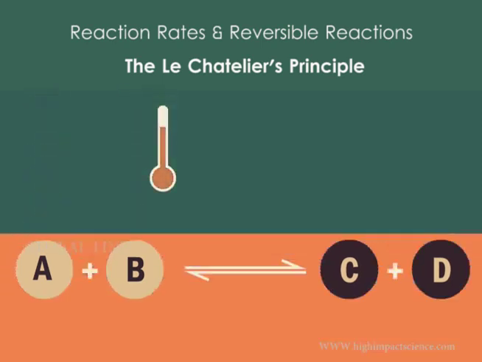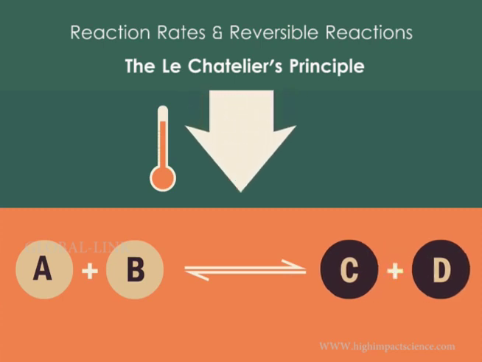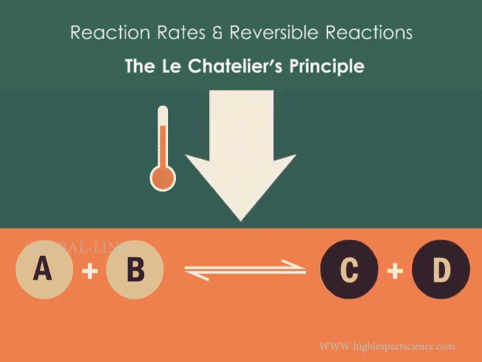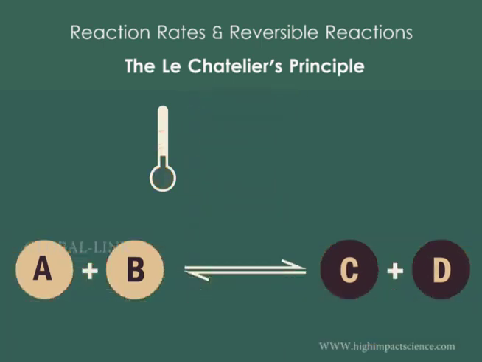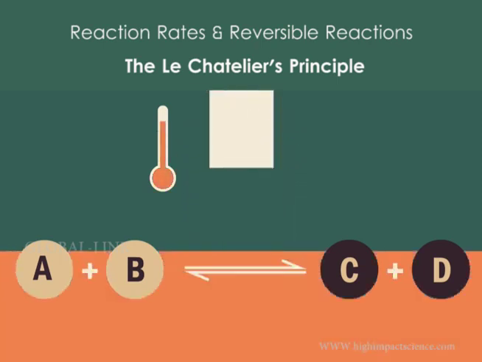So an increase in temperature will mean that the endothermic reaction will be favored to remove the excess heat and therefore counteract the imposed stress. A decrease in temperature will cause the system to produce more energy. Therefore, the exothermic reaction will be favored.